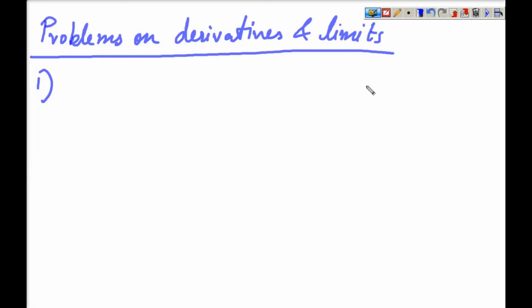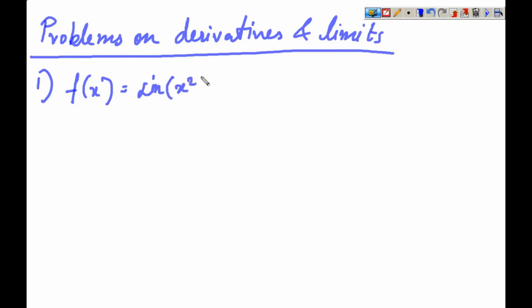So today we are going to solve some problems on derivatives and limits. So let's begin. For the first problem, we have to find the derivative of the function of x, given as sine of x square, and cos of, the dot here means it's multiplying, there are two functions, cos of under root x to the power 4.